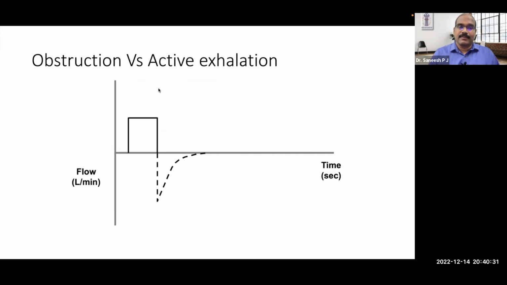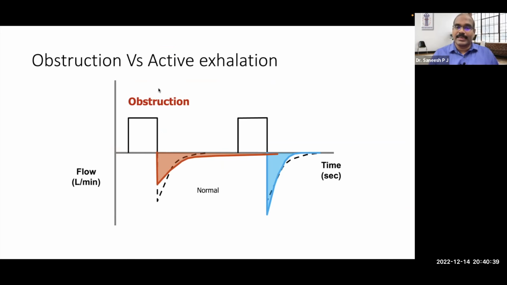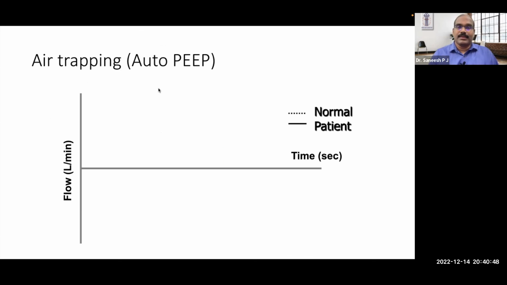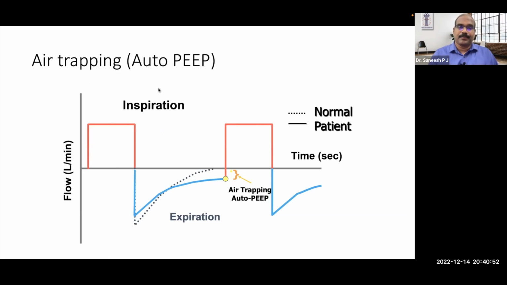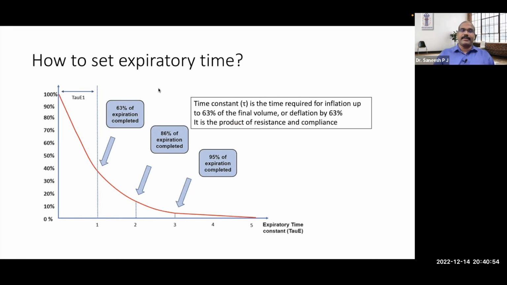So the flow versus time, what happens in obstructive expiratory flow limitation, the peak expiratory flow comes down and it takes long time for the exhalation to complete. So whatever you have pushed in should come out. So you give more of expiratory time. So this is what is called air trapping that we have discussed already. And how to set the expiratory time?